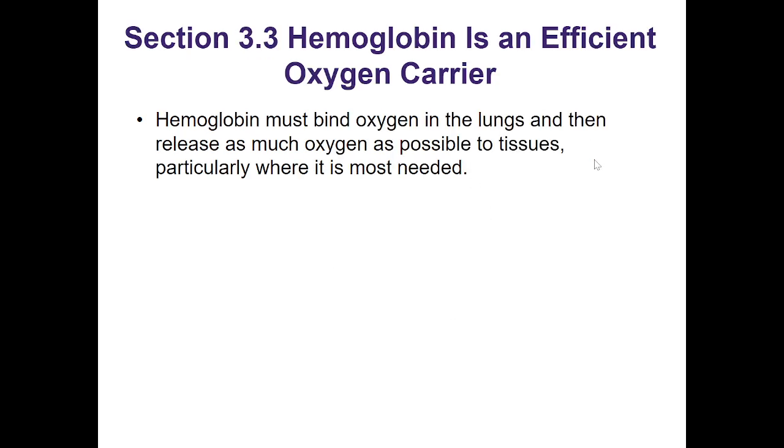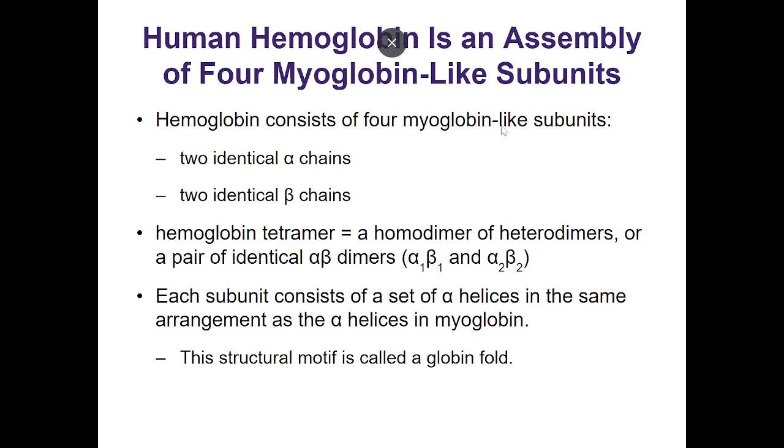Okay, so the hemoglobin has to bind oxygen in the lungs, and then it's going to release as much oxygen as possible to your tissues, specifically to where you'll have the least amount of dissolved oxygen, right? So the hemoglobin is going to consist of 4 myoglobin-like subunits. We're going to have 2 identical alpha chains, 2 identical beta chains. So you have 2 different types of subunits, but you get 2 of each of them. Okay? So you'll have an alpha 1, alpha 2, beta 1, beta 2, right?